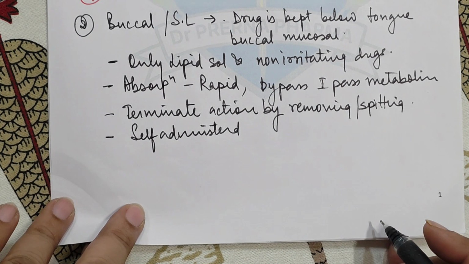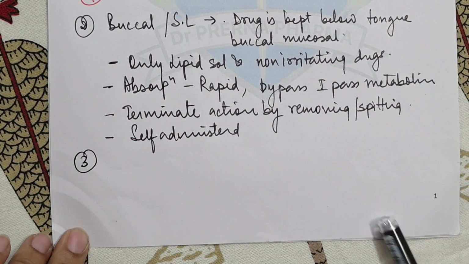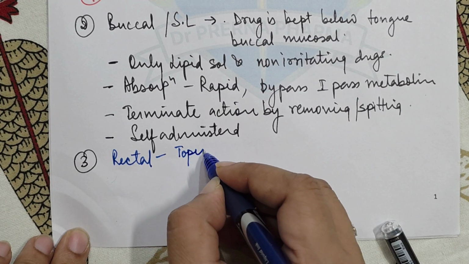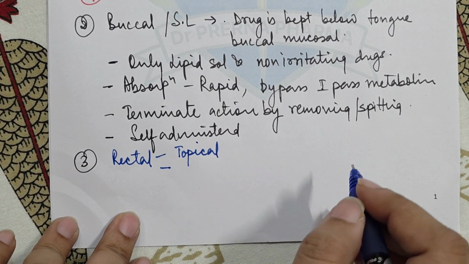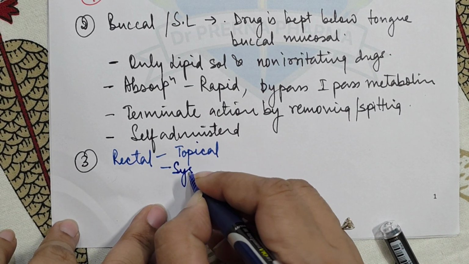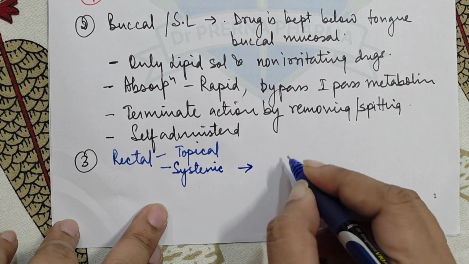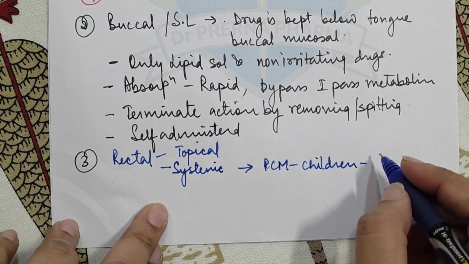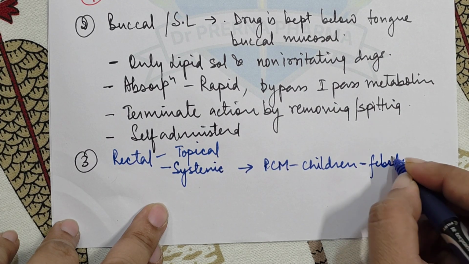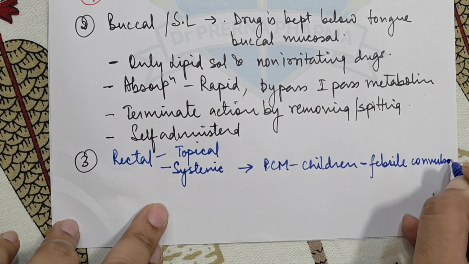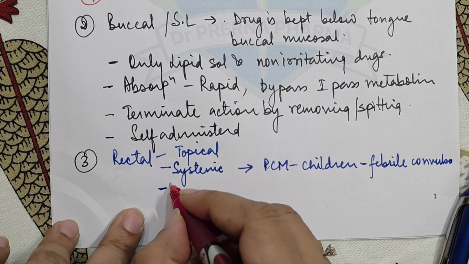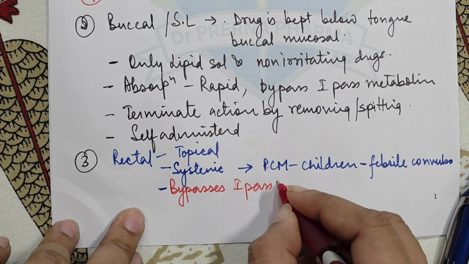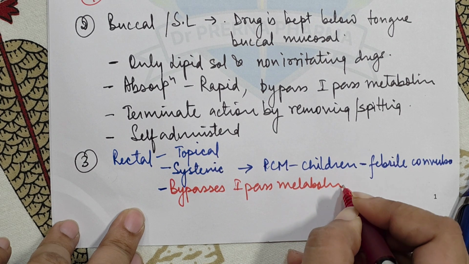Then we have the third route, which is rectal. Now the rectal route is basically topical also. Sometimes drugs need to act in the rectum, and it can be systemic also. As an example of the systemic route, paracetamol is given in children by the rectal route when they have a very high fever, especially febrile convulsions. The rectal route is very fast because it also bypasses the first pass metabolism, going directly into the systemic circulation.